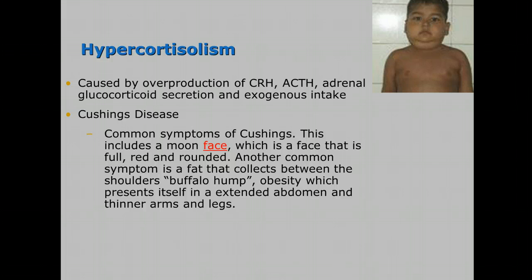Some of the symptoms include that moon face that you see. It's got a very round face. It is full, it's red. Another common thing that happens is fat collects between the shoulders. We kind of call that a buffalo hump. There's obesity, which presents itself in an extended abdomen with thin arms and legs.